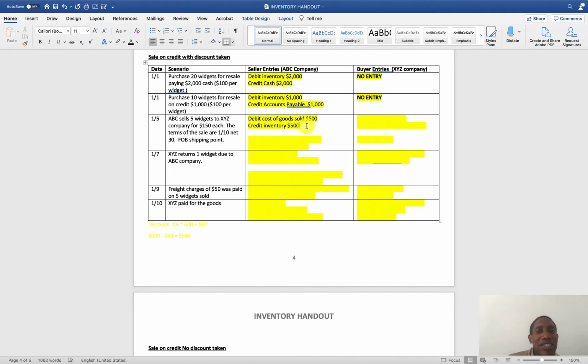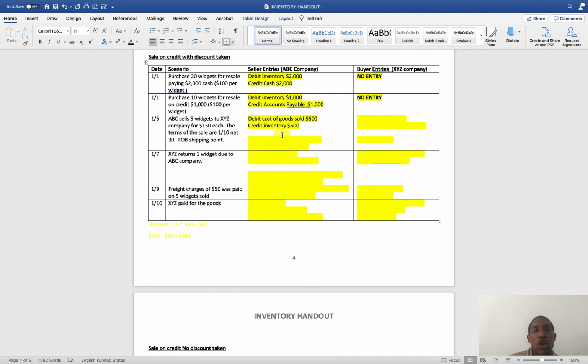Okay? Now, did I sell it for cost? No, I did not. How much did I sell this for? I sold each widget for $150. So if I take 150 times 5, that's going to give me $750. So what do I do with that? Do I just debit inventory for $750? No, it's a big no, the answer to that question.